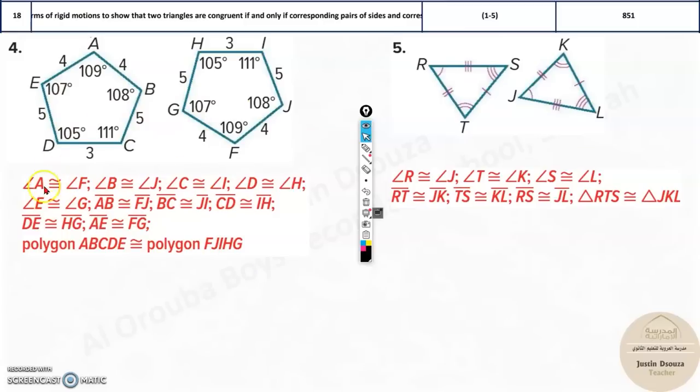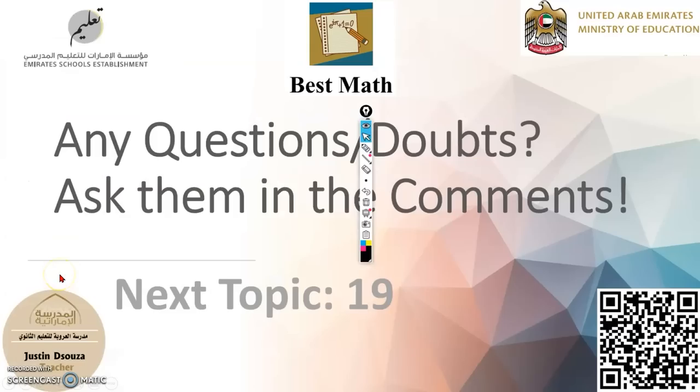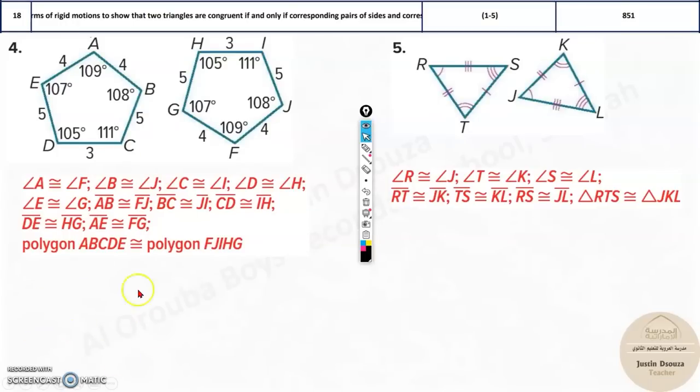And if they ask you which is congruent, you should just see them and tell it. For example, all these sides are congruent to each other, but you don't write it directly. You need to write AB will be congruent to FJ, BC to JI, and so on, the corresponding parts. So that is the end of topic 8, only 1 to 5. In the next video, we will move on to topic 19.